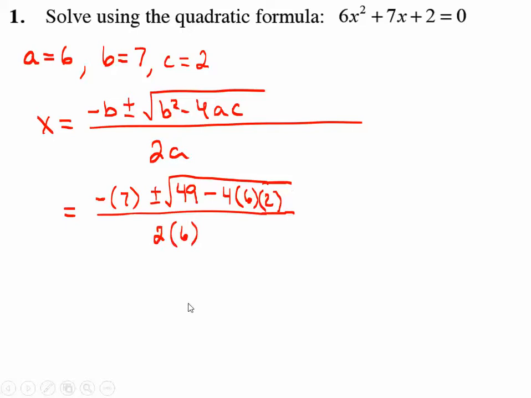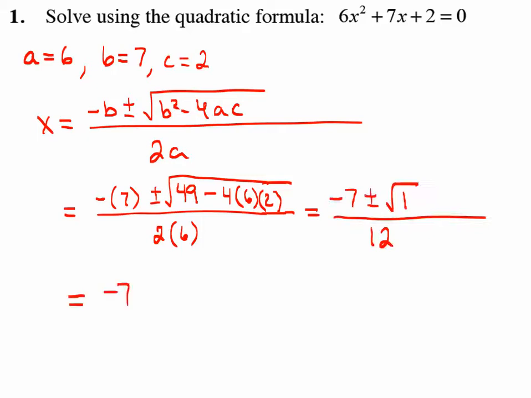All right, 2 times a. Second thing is probably off to the side, just simplify all the stuff inside the square root first, so you don't have to keep on rewriting the problem here. Let's see, 4 times 6 is 24. 24 times 2 is 48. And 48 subtracted from 49, I think that should give you a 1. And the square root of 1 is a 1.